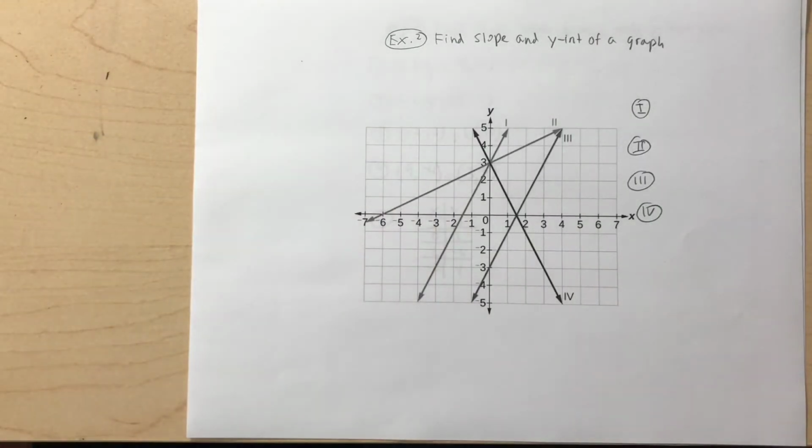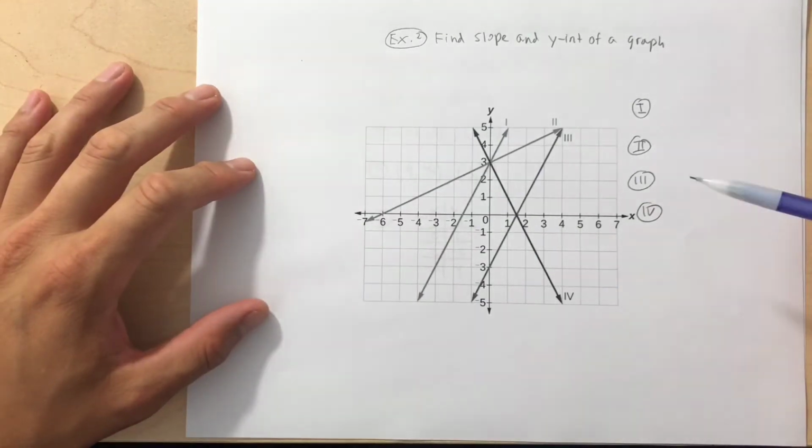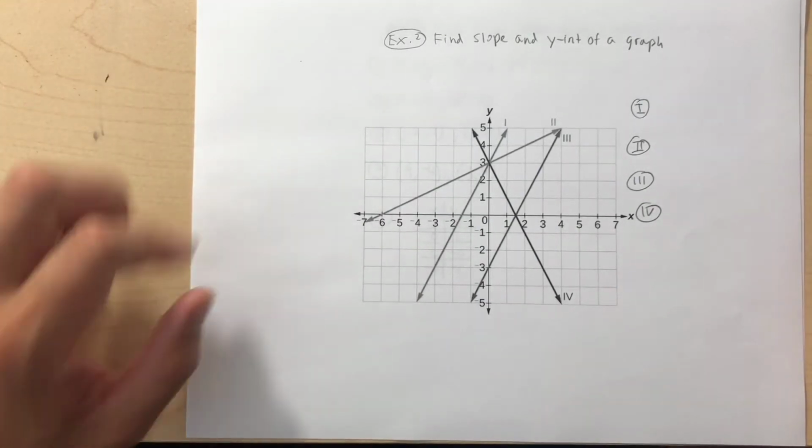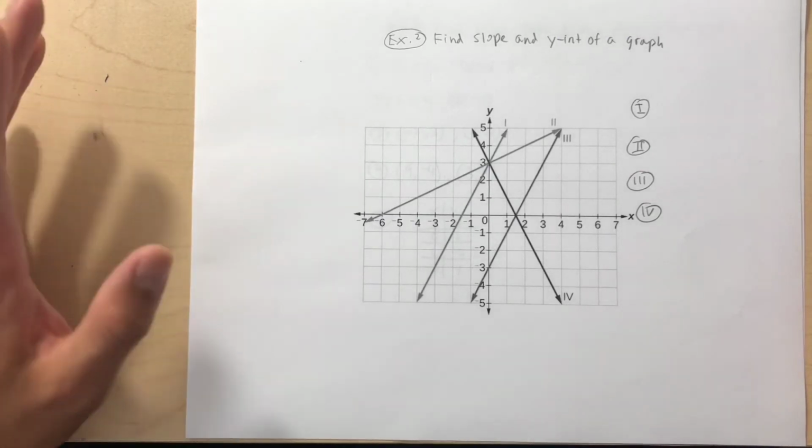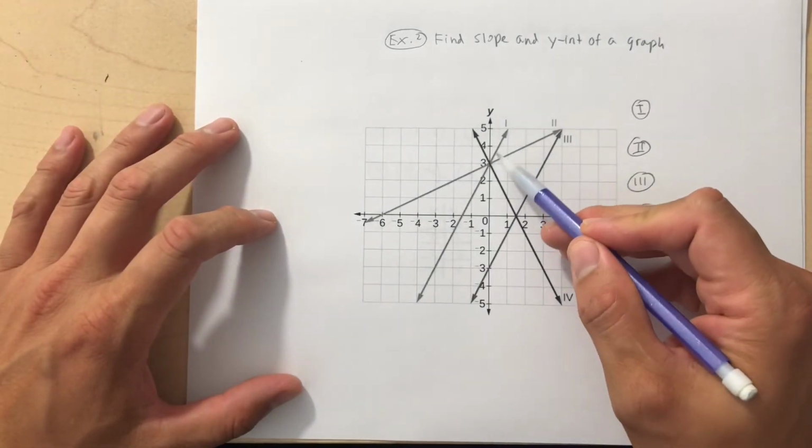Now for this one, they gave you a bunch of graphs. You have to find the slope and y-intercept. Okay, so there's 4 graphs here. Let's focus on the first one. This one here, number 1.